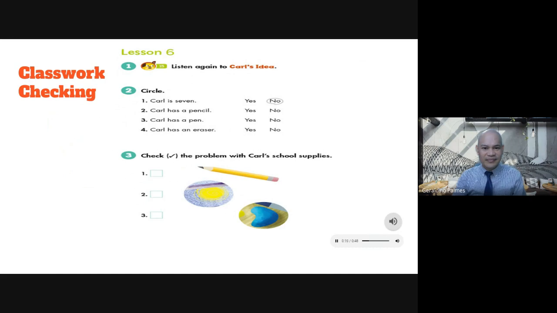Hi, my name is Carl. I'm 6. I have a lot of clay, and I have an idea. Look, now I have a pencil, an eraser, and a ruler. I have a pencil, an eraser, and a ruler, and now I have two crayons. Mom, look at my clay school supplies. Oh no!